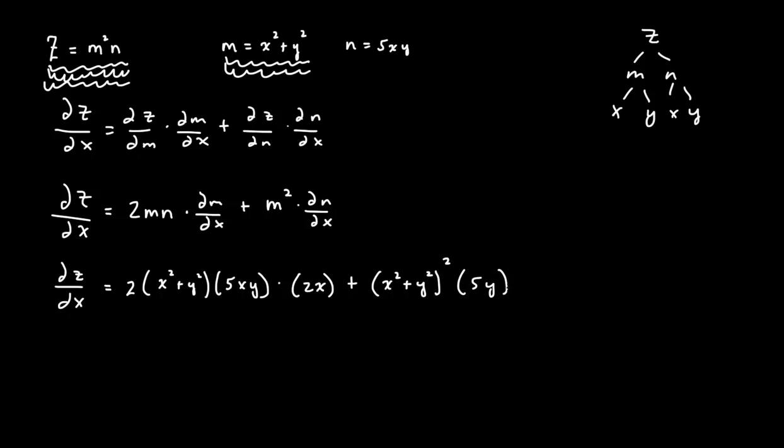Now, I don't propose that you make this harder on yourself. You simply could, in the beginning, write z is equal to x squared plus y squared squared times 5xy, and then find par z, par x in the traditional manner using product rule and chain rule. But I really want to emphasize the structural feeling of the chain rule and get you used to this notation as it becomes important in proofs or different theoretical problems.